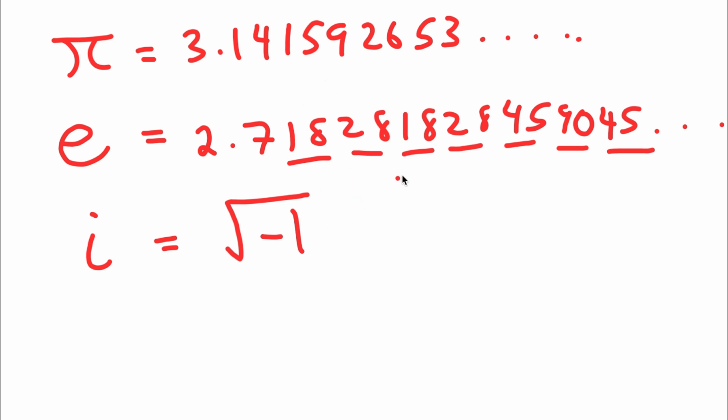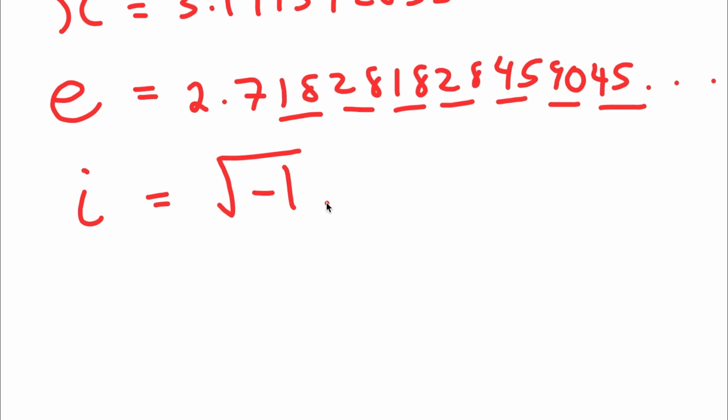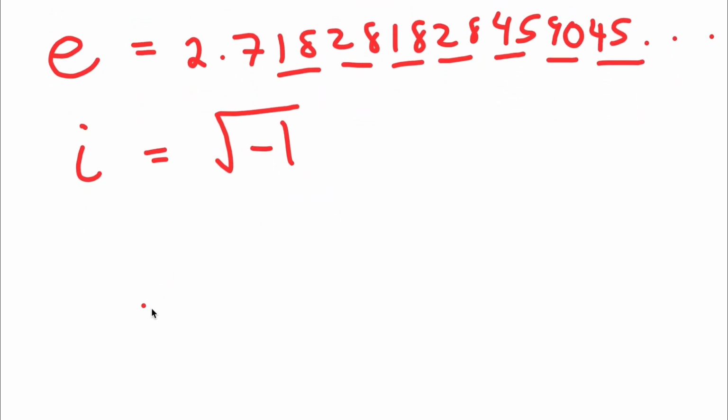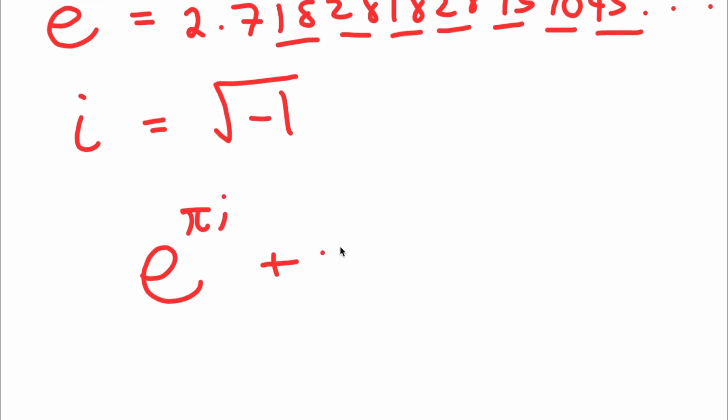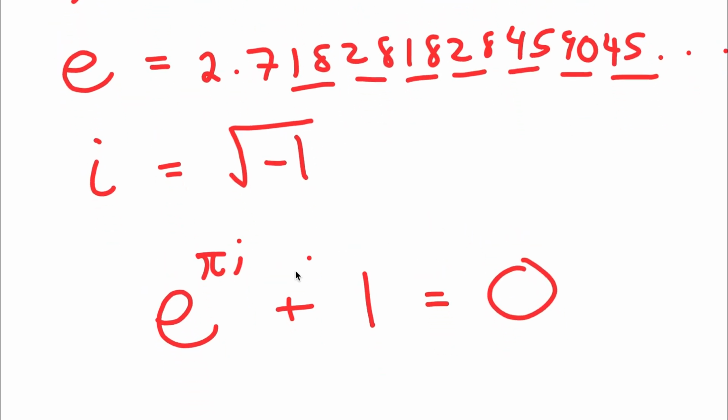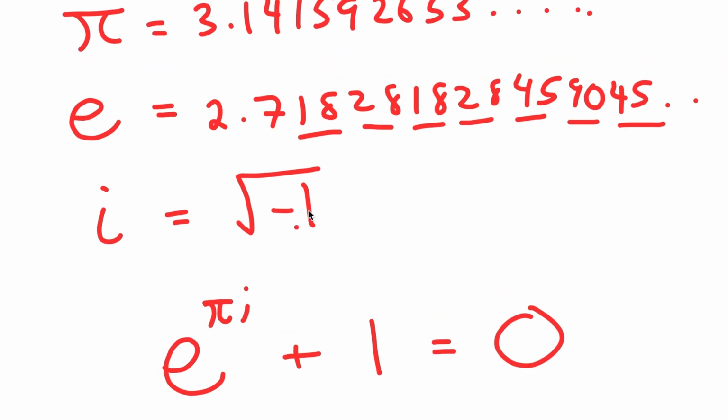But what's cool about this is that when we combine these three terms, we get a familiar term. So if, let's say we have e, and we take it to the power of pi times i, and then we add 1 to this, it is actually equal to 0. And this is why this is one of the most beautiful equations in math.